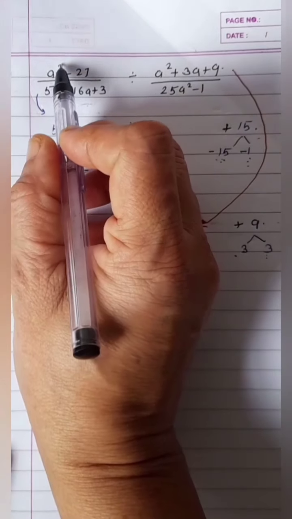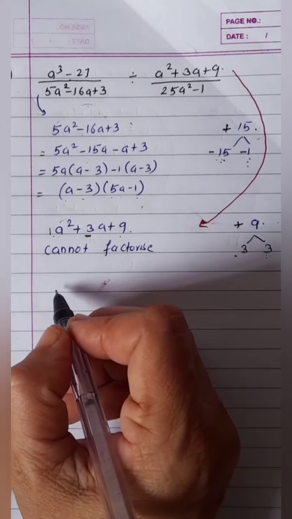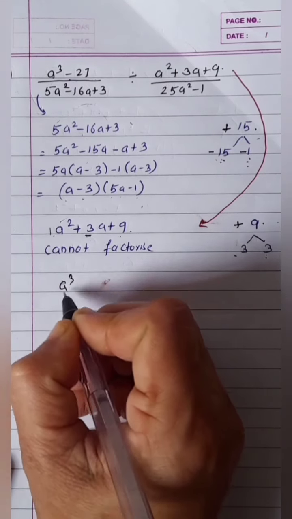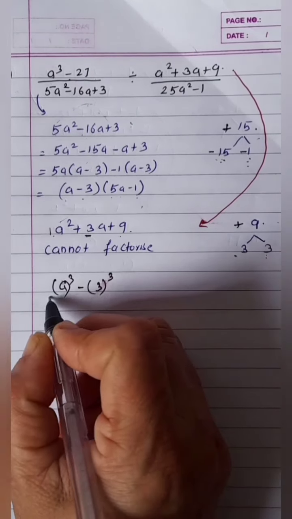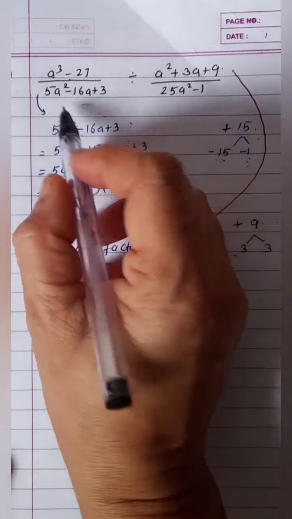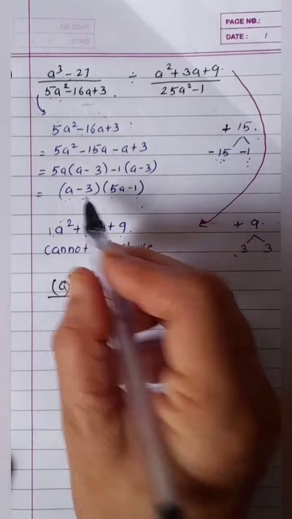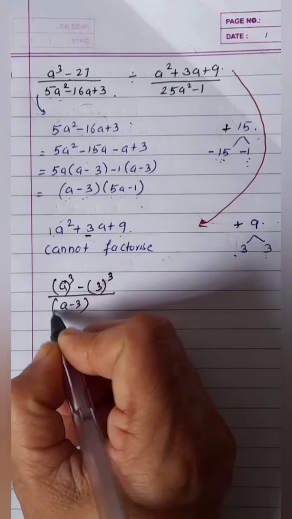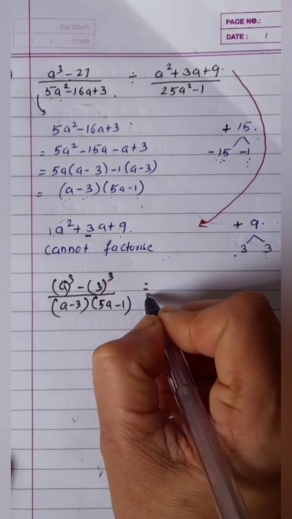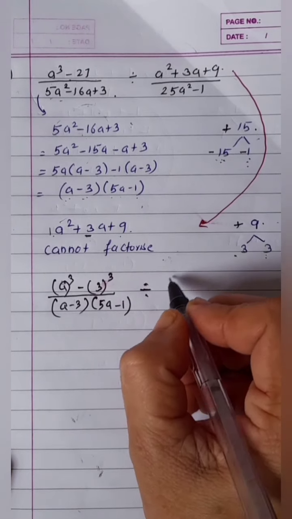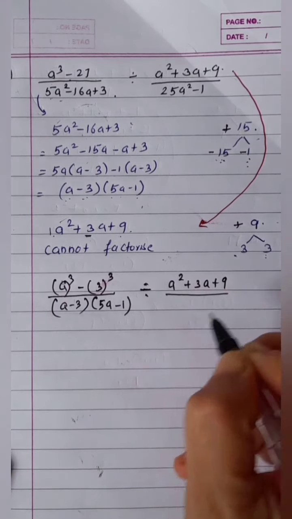The first one is a cube minus 27, which is written as a cube minus b cube. So here we will write a cube. 27 is a cube of 3. So I write 3 cube upon what is the factors of this expression? We have a minus 3 into bracket 5a minus 1, division, we put divide by. We cannot factorize this further, so we just write it as it is.